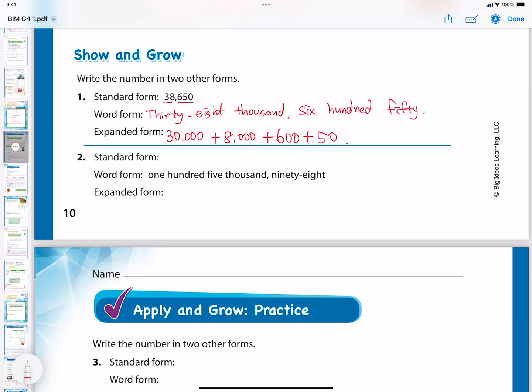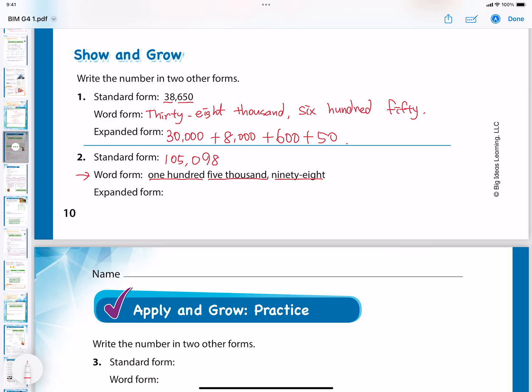Now number 2, standard form. We have to find out using what? This word form. 105,000. What is 105? Yes, let's write it. 105, right? And thousand, period. That's the thousands period. 105,000. And comma. And 98. Is there any hundreds place? No. So you are going to put 0 before the 98. Do not forget.